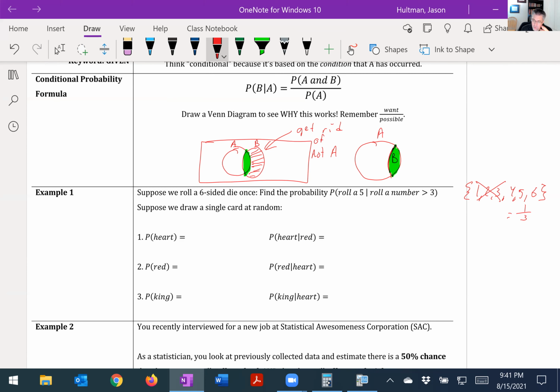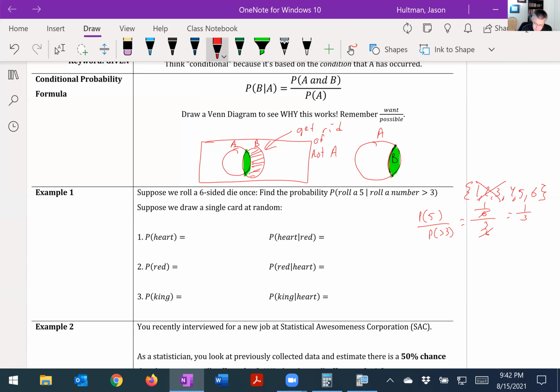Yeah, so the probability of rolling a 5 is 1 out of 6. Then the probability of rolling a number greater than 3 is 3 out of 6, right? And so if I reduce this, I get 1 out of 3. If I use this, the probability of a 5 over the probability of greater than 3 is equal to 1 out of 3.